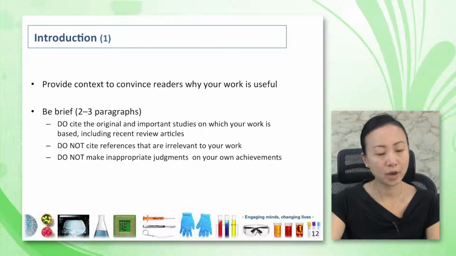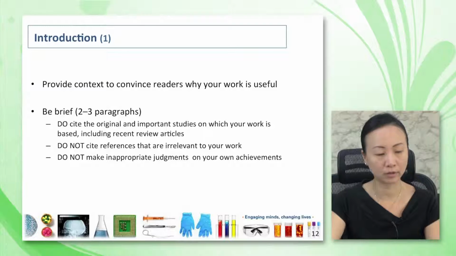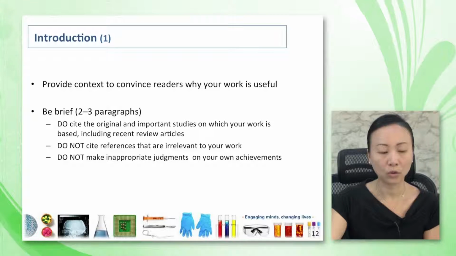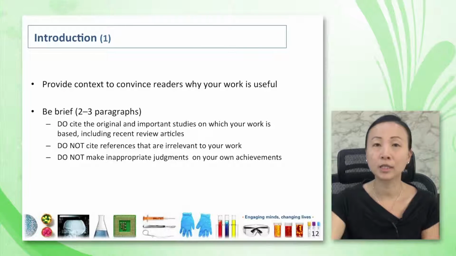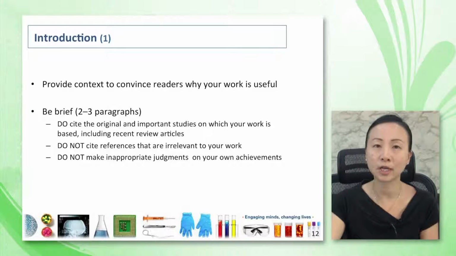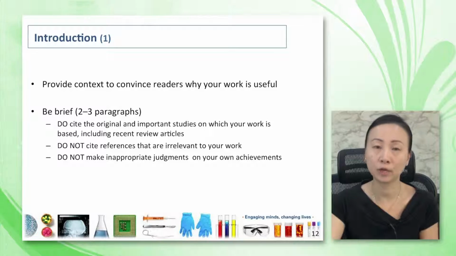Introduce the main scientific publications on which your work is based. Cite a couple of original and important works, including recent review articles. If possible, include references to authors who like your papers, or to authors you have met at conferences, as the editor often chooses reviewers from the references mentioned in the introduction or the references section of a paper. So these people are quite likely to become your referees. Be aware that editors do not like too many citations to references that are irrelevant to your study or to inappropriate judgments on your own achievements in the introduction section.